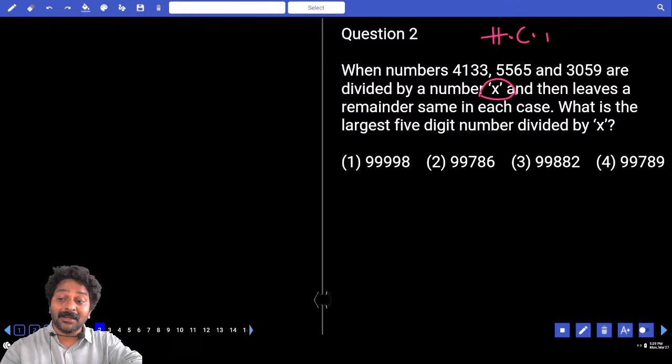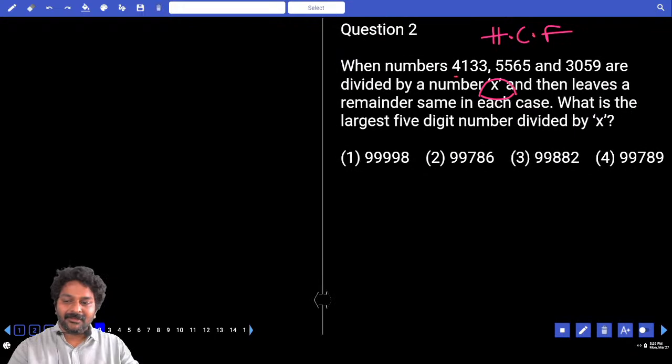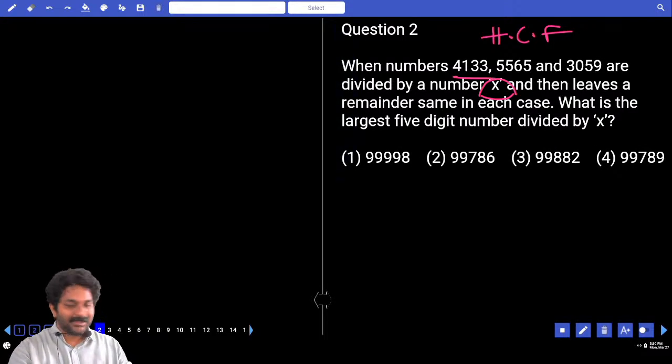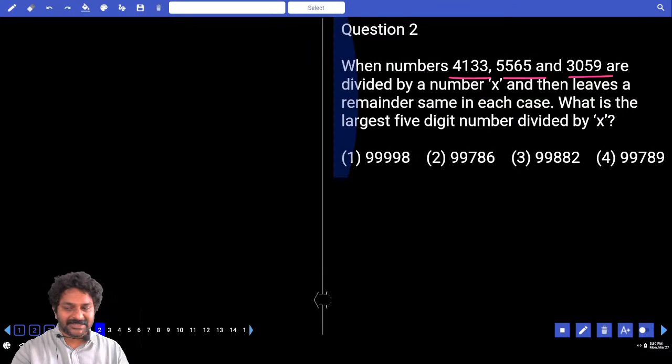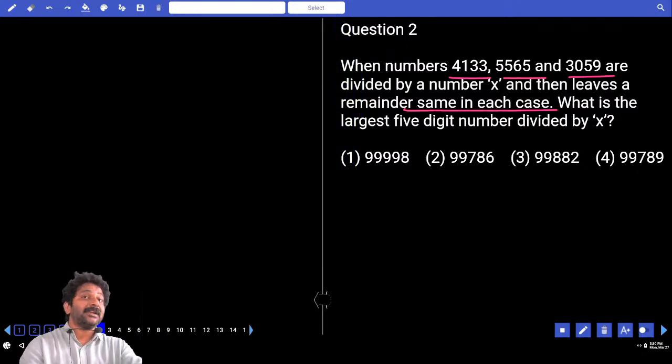Highest common factor. x is the number when you divide 41, 33, it leaves a remainder, and the same remainder you get even if you divide 55, 65, and even in 30, 59 also you have x multiple plus the same remainder. If remainders were given, you can directly subtract the remainder from these 3 numbers and then calculate HCF. If remainder is not mentioned, but still if they say same remainder in each case, how do you do that?